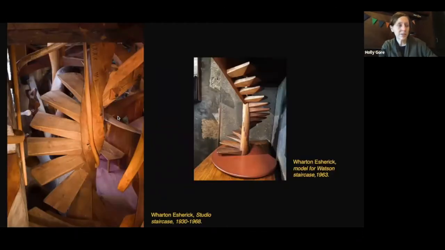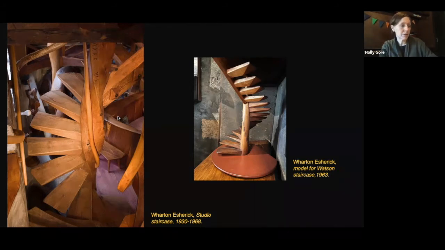A second point of contention had to do with the staircase. Michael Watson was enamored with Morton Esherick's staircase that was in his studio, which I'm showing in the larger of these 2 photos here. And Morton Esherick agreed to build him a version of it, meaning it would not be identical. It would be based on that. He didn't like to make 2 things that were identical. He found that a little bit boring. And then the smaller of these images shows the model of the Watson staircase, which has really the same basic format, but it had much smoother lines and a sleeker feel.